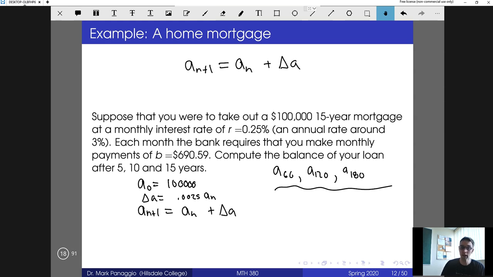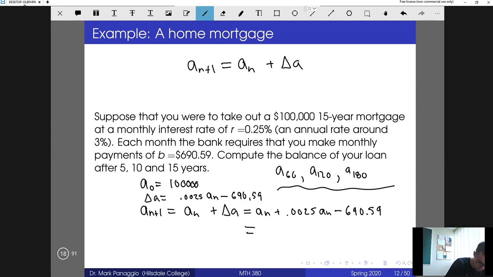And then we're also making a payment, which means we are going to decrease the balance by a fixed amount, and our payments were $690.59. And so every month we have 2 factors. We have the increase due to the interest and the decrease due to the payments. And so our model is going to look like A(N) plus 0.0025 A(N) minus 690.59. And that one is not proportional to A(N) because we pay the same dollar amount regardless of whether we owe $100,000 or $1,000. Okay?